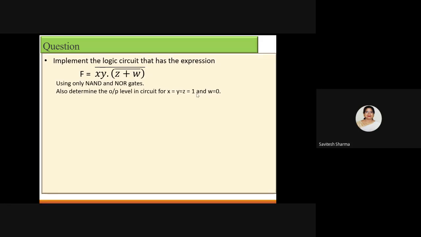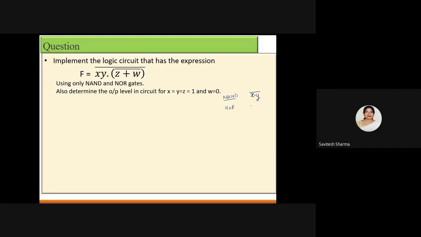Now, this is another question that says implement the logic circuit that has this expression, using only NAND and NOR gates. This question is giving you a constraint, a restriction, that you cannot randomly use any gate or any component. It is saying that you can use only NAND and NOR. So now you have to be very careful. What is the NAND expression? You remember? NAND says two inputs are joined with the dot and then complemented. This is the NAND expression, so you need to search for this type of expression.